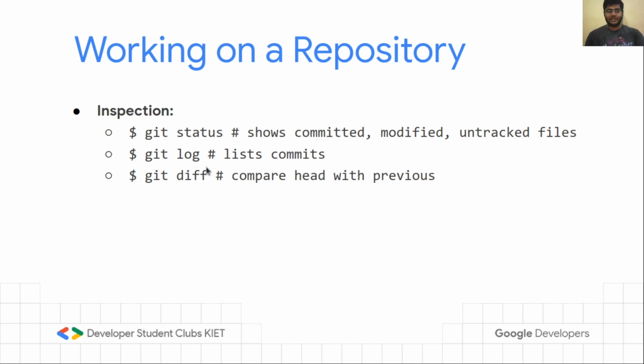The second one is git log. It is used to show the list of all commits made in this repository. Next we have git diff. It is used to compare any two instances. You can compare the current state with the previous commit. You can compare two branches also. So let's try these all.